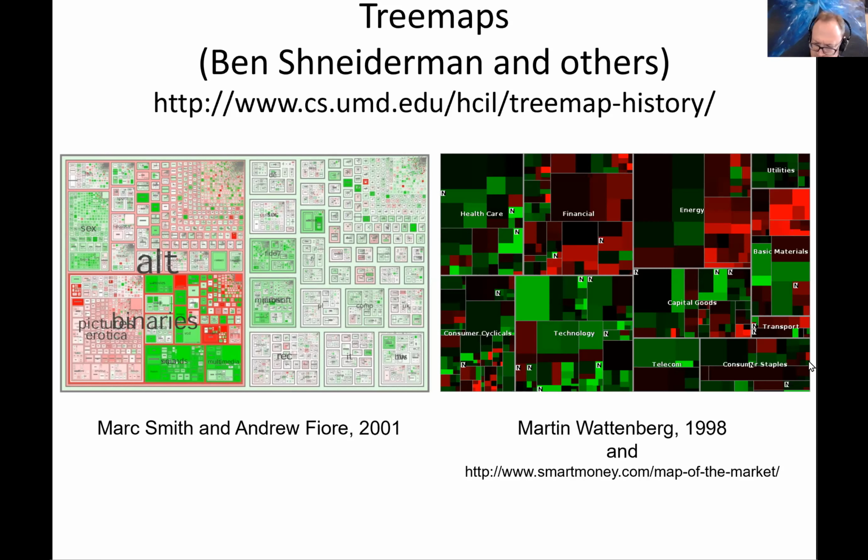I think it's financial markets. So the root node is the entire thing. That's the entire market, and it's subdivided up into sectors, and then each sector is subdivided up into major corporations. And the size shows something like, I don't know, maybe it's the market capitalization, and then the color might show whether the stock has been going up or down, something like that.